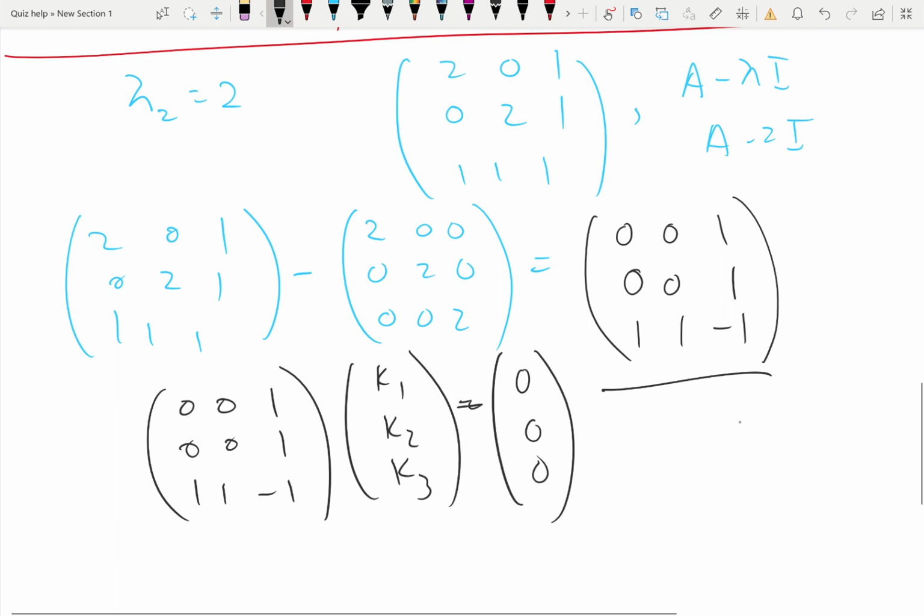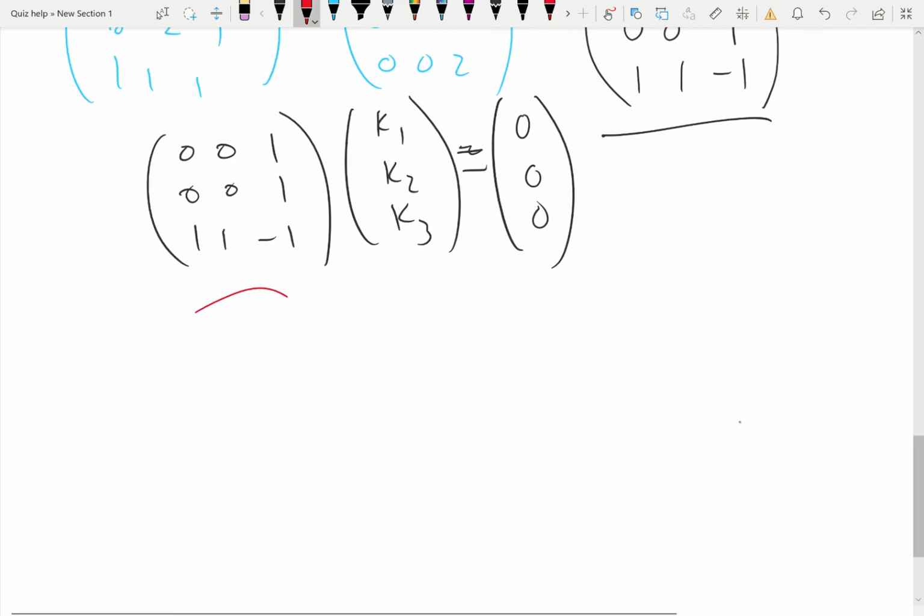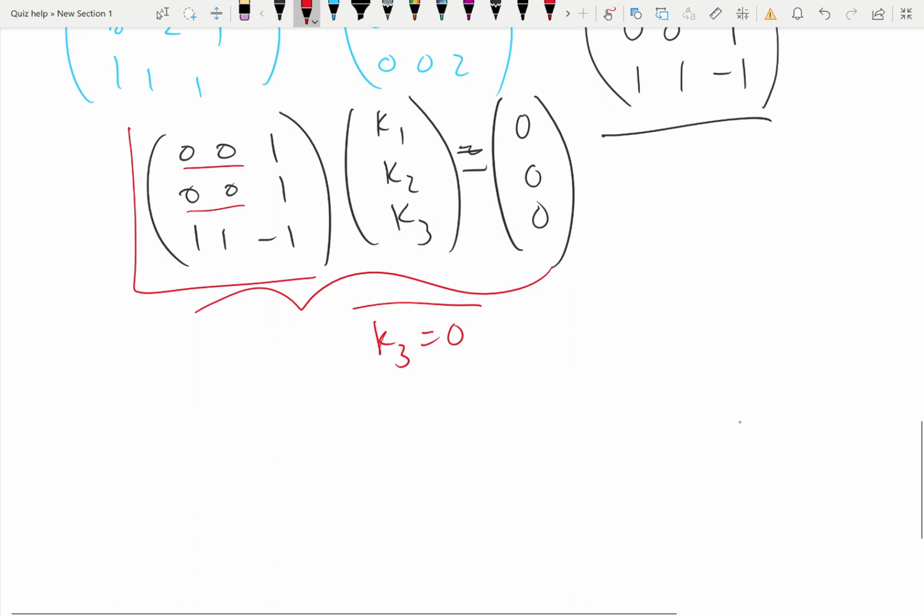Now pause here. Do you really want to do Gaussian elimination for this system? You don't need to. At this point you have to pause and think. See how simple this matrix is. 4 terms are 0, and you can already see k3 is 0. Can you see that? Let's write down the equations here. Really these two rows are the same, and it directly gives you k3 is equal to 0.